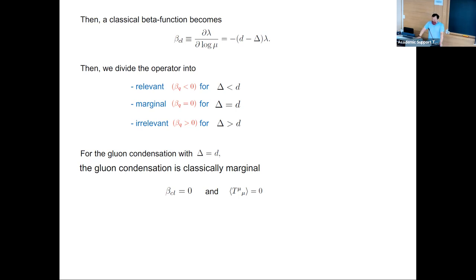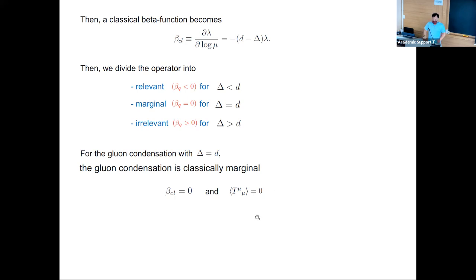So if we consider gluon condensation in QCD, gluon condensation usually has conformal dimension four. In four dimensional QCD, gluon condensation is classically marginal. So that means it gives rise to a trivial beta function. Because there is no beta function, the theory is conformal classically. Conformal means the trace of the stress tensor is zero. So that's another definition of the conformal theory.